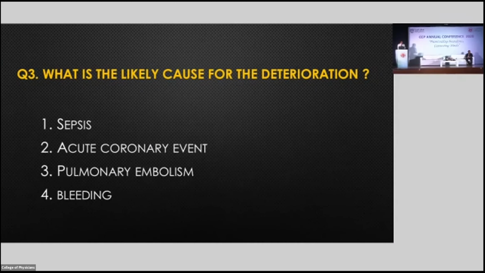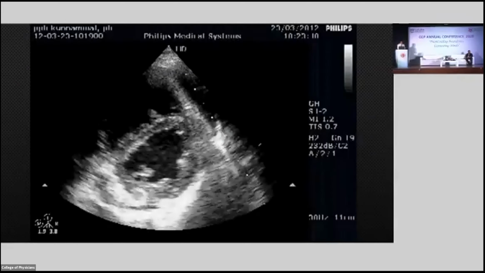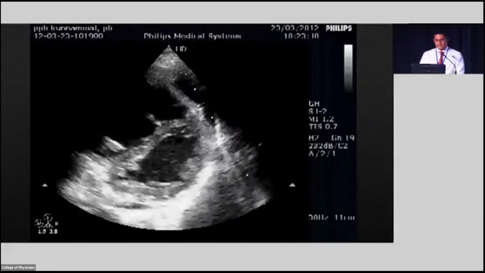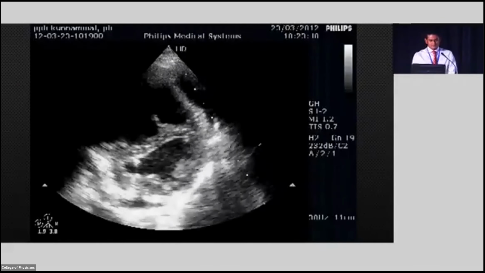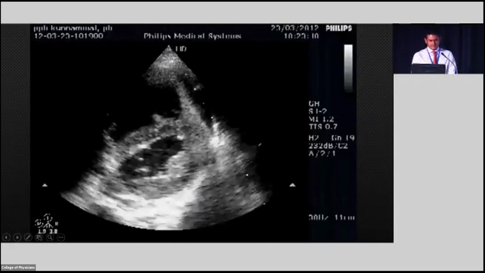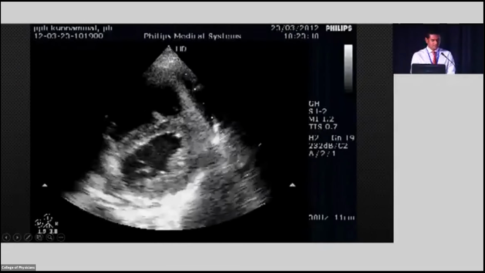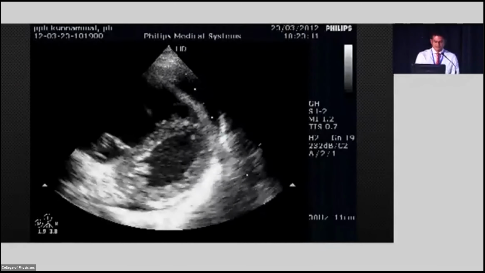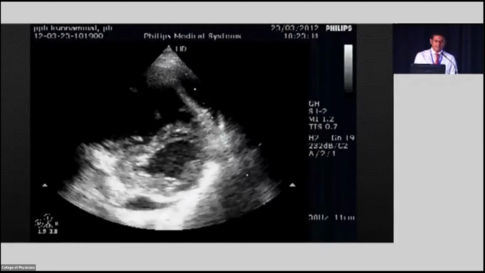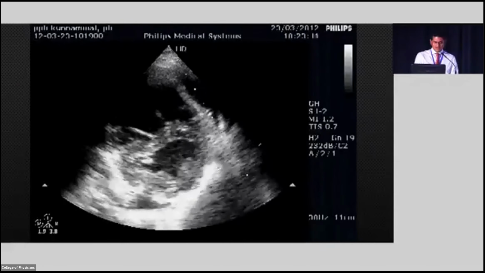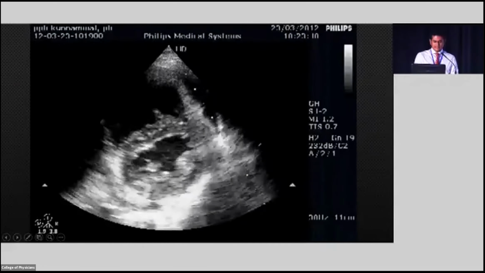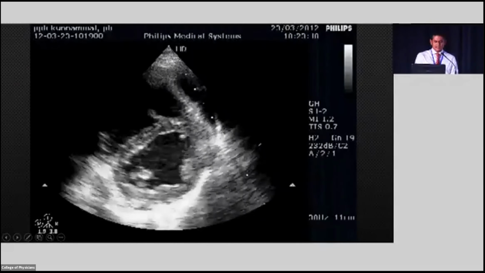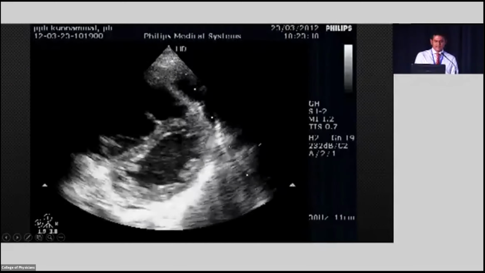Okay, right. So this is what we did. This is a short axis view of the LV here and the RV. So this tells you the cause for the hypotension. Usually the left ventricle is circular, and the right ventricle is sort of a bean shape. Now you see the septum is flattened. So this is like a D-shaped septum.